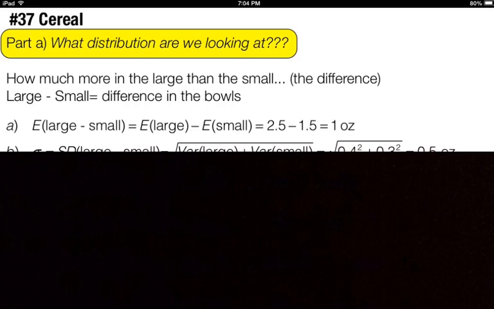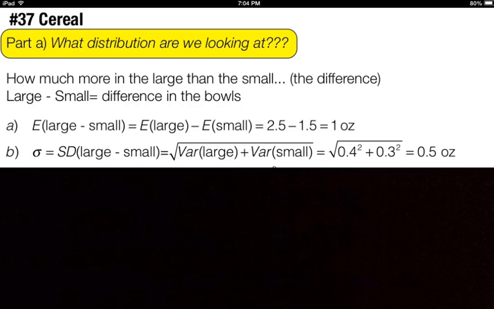Expected, right? If we look at standard deviation, I'm really just plugging these things in. It would be the variance of the large plus the variance of the small. Remember, always add variances. This is very important. Notice that's plus. Even though over here it says large minus small, variances are always going to add no matter what you do. So we plug that in and get 0.4 squared plus 0.3 squared, which gives me half an ounce, or 0.5 ounces. So that's the mean, that's the standard deviation.